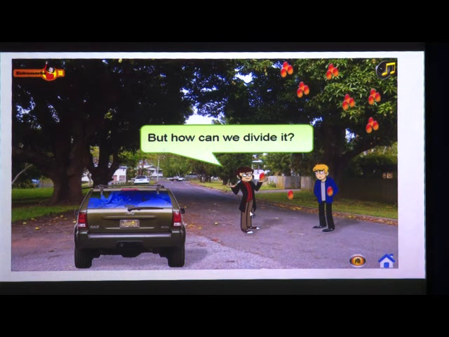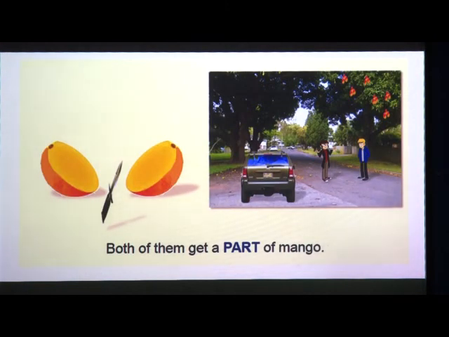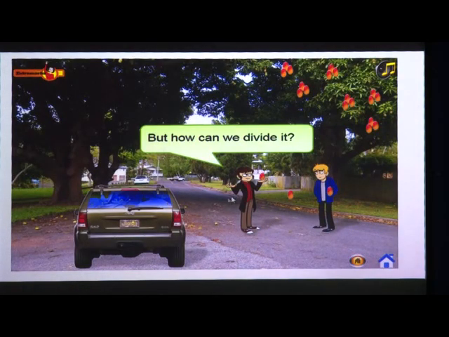So Rahul and Karan have picked mangoes from the tree. How many mangoes have they picked? 3 mangoes. Then 1 mango Rahul has taken and 1 mango Karan has taken. Now they have eaten one mango each and 1 mango is still remaining. Can they divide this 1 mango among 2?